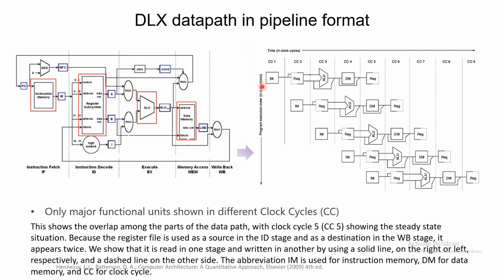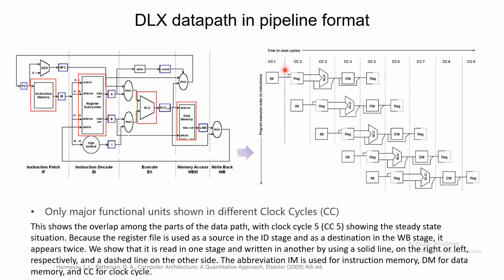As we can see, this particular portion shows the data path represented with its block representation: IM for the first stage, for the first clock cycle, register for the second clock cycle, ALU for the third clock cycle, DM data memory for the fourth clock cycle, and again a register for the fifth clock cycle. Similarly, we can see that for the first instruction during the first clock cycle, IM means fetching will be there.